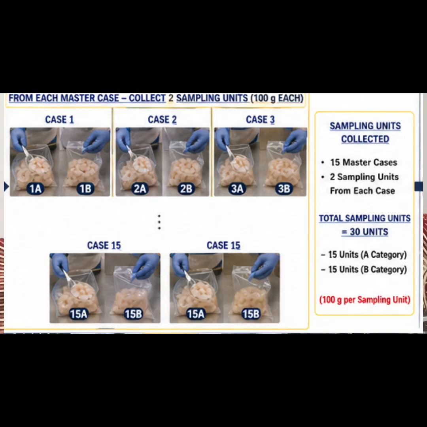Once you collect the samples from master case 1, 100 grams goes in 1A and 100 grams in 1B. From the second master case, 100 grams in 2A and 100 grams in 2B. From the third master carton, 100 grams in 3A and 100 grams in 3B, like that. So from 1A to 15A, make it a composite while collecting the analytical units.